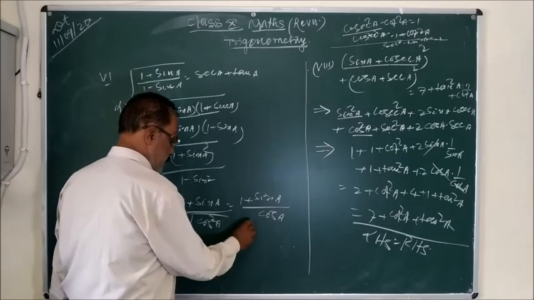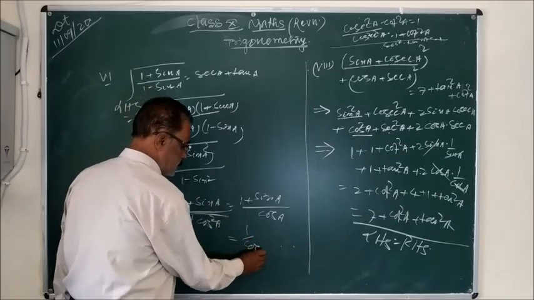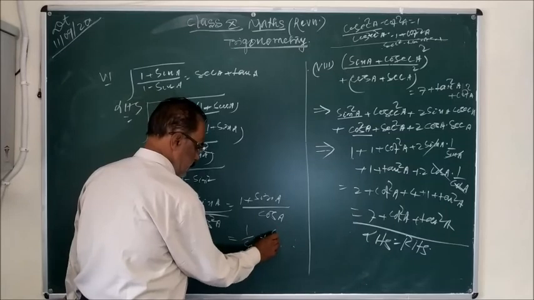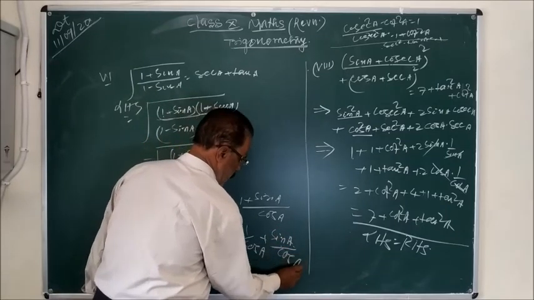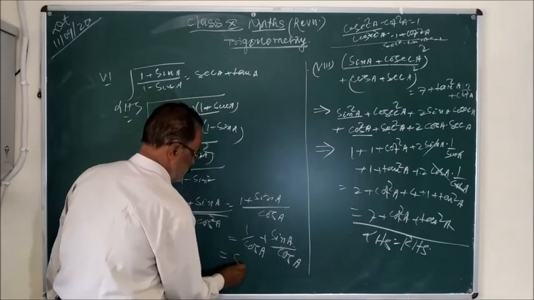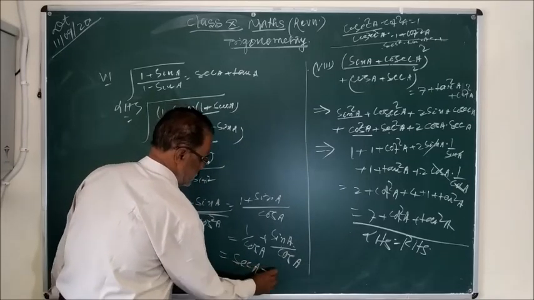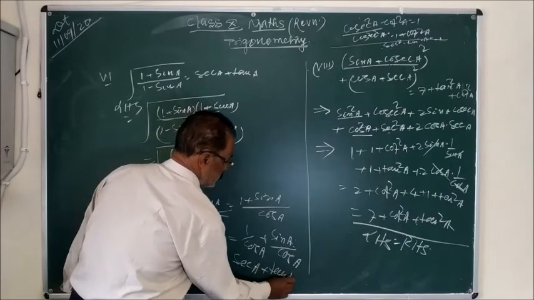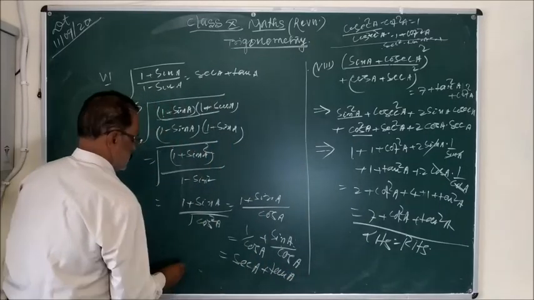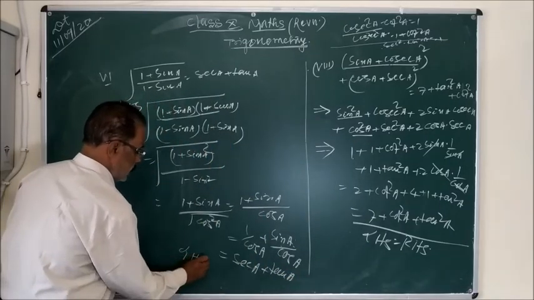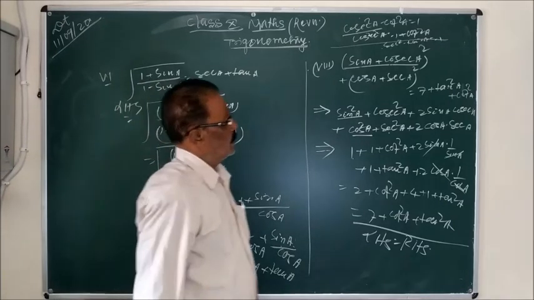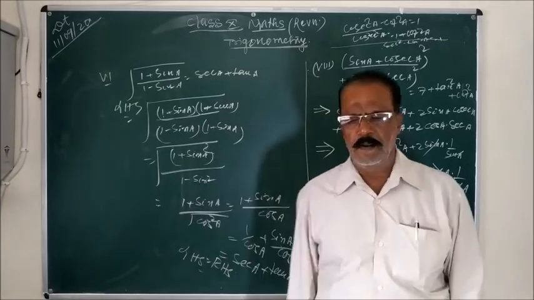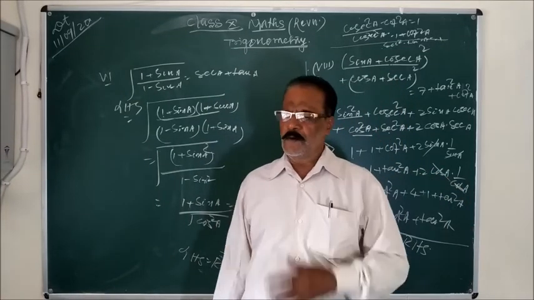So you separate it, so you can write 1 by cos A, and this will be sin A by cos A. And now you see 1 by cos A is equal to sec A, sin by cos is equal to tan. That's all. This is the proof. LHS is equal to RHS. Understand?